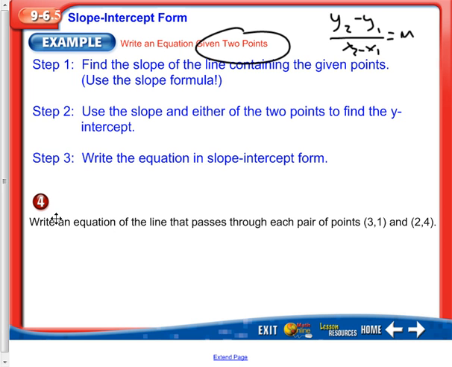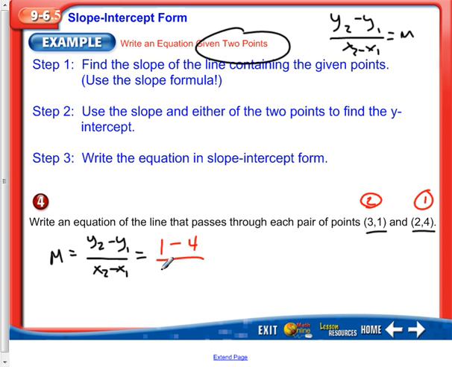All right, it says write an equation of the line that passes through each pair of points. The first thing we need to do is solve for m. m equals y2 minus y1 over x2 minus x1. Let's figure out which ones are 2 and which ones are 1. Since this is a 3, I'm going to make it a 2, and this is a 1. So y2 is 1, I'm going to go 1 minus 4. And x2 is 3, so I'm going to go 3 minus 2. So I'm going to get -3 over 1, which is just plain -3. All right, so there's my slope.